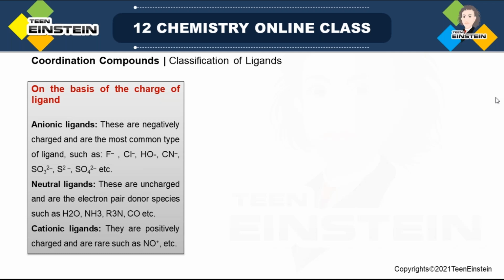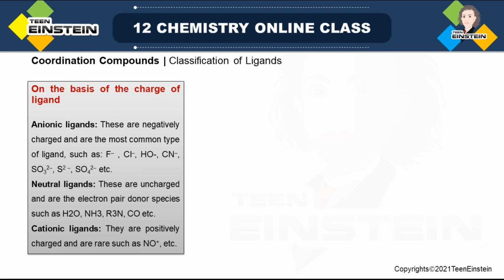Classification of ligand. Now we know the meaning of the term ligand, but there is some classification we will do for the ligands. Remember, this classification can be done based on different points. The first classification is on the basis of charge of the ligand, whether it is carrying negative charge, positive charge, or no charge.